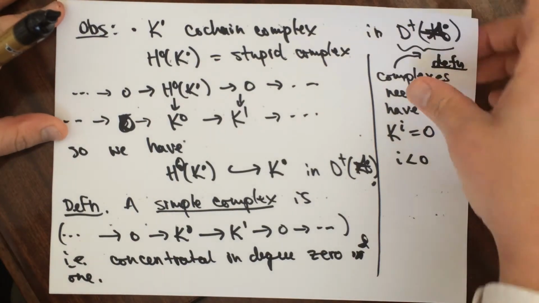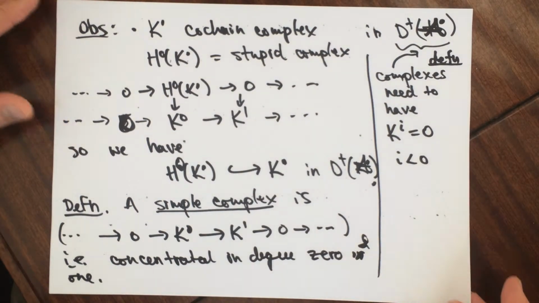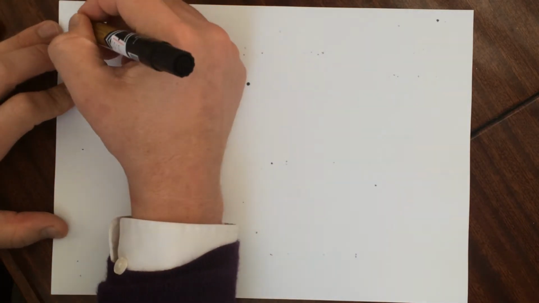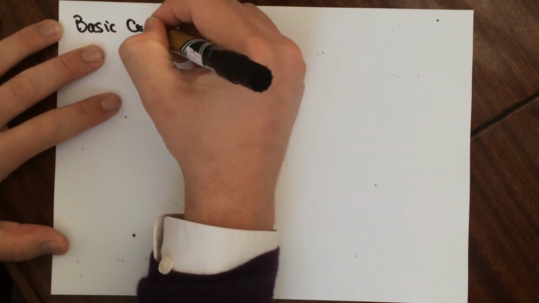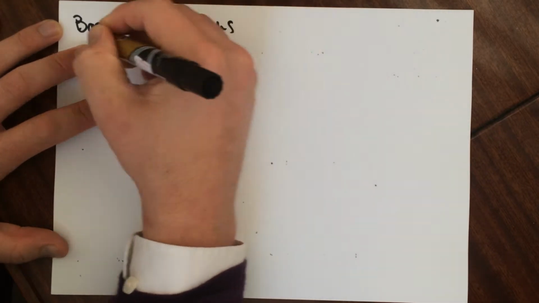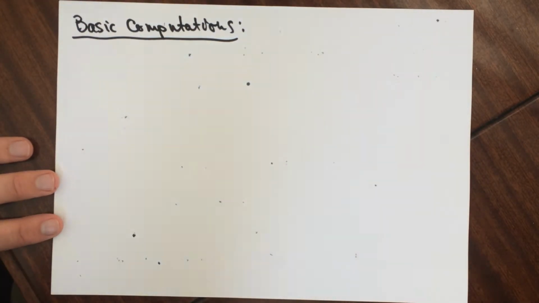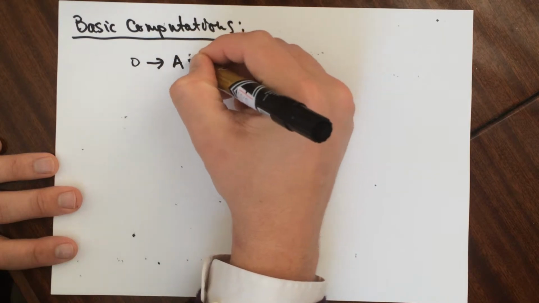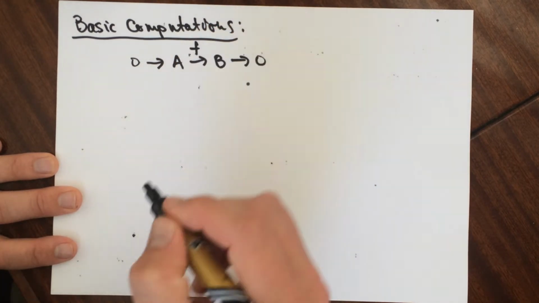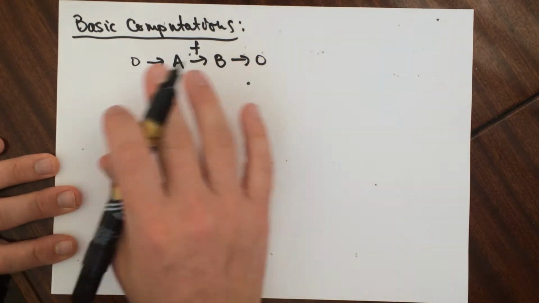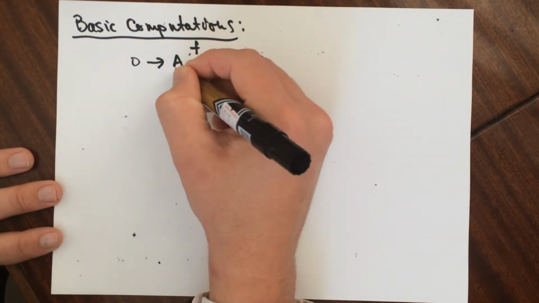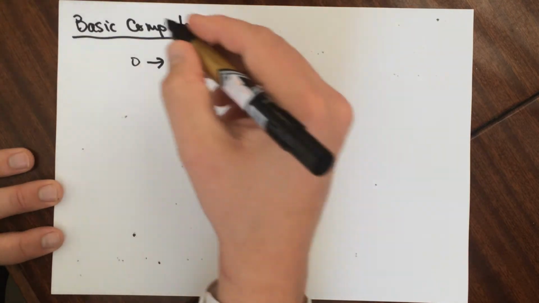Okay, so I'm just going to do some basic computations with simple complexes. Let's take a simple complex, 0, A, B, 0, and we have a map F here. So we just have a morphism, right? And then we're going to look at a complex like this. I'm going to extend by zeros all the way out, but I'm not going to write that. This is going to be the degree 0 piece here. It is important that we know what this is.